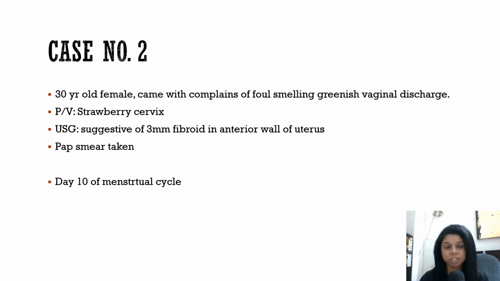And then per vaginal examination shows strawberry cervix, and ultrasonography shows a 3 millimeter fibroid in the anterior wall of the uterus. So the patient has come for vaginal discharge, but she can have other gynecological complaints as well. It is important to look through everything, the sonography, the per vaginal examination, so that it correlates with our findings.